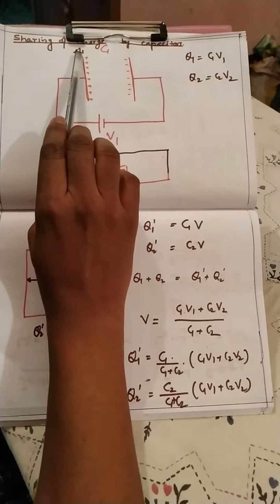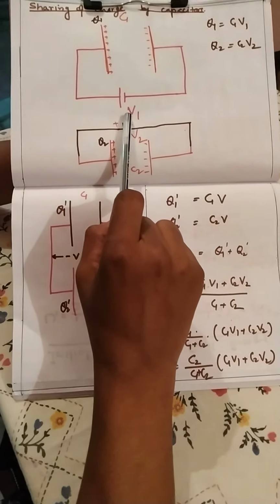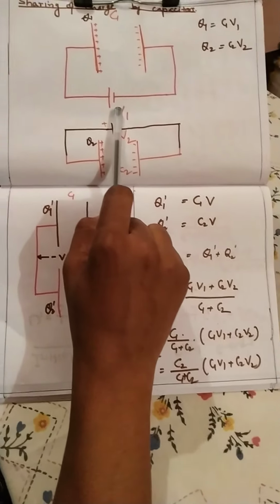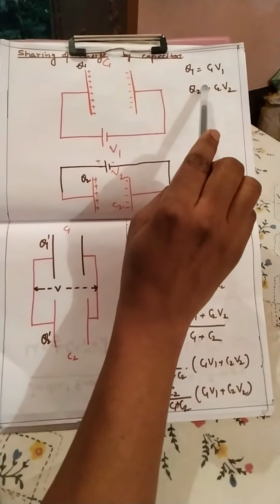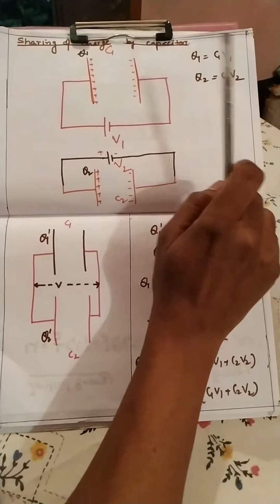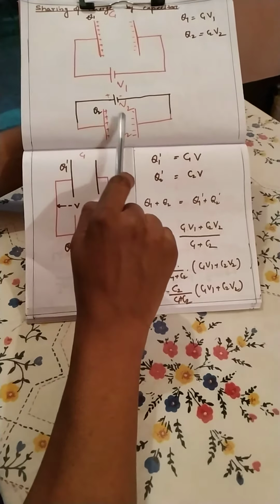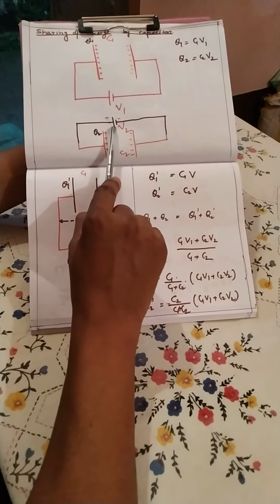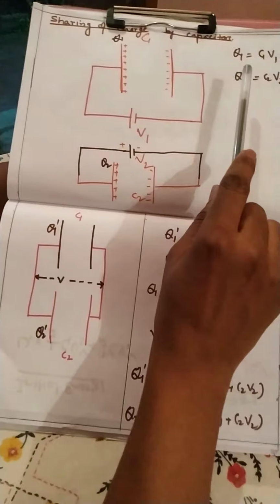Okay, you see capacitor C1. Capacitor C1 is charged by a battery of EMF V1. The potential difference is V1. Then what happens? Charge Q1 will be accumulated here, and Q1 will be equal to C1 into V1. Second capacitor C2 I have taken, and this is connected to a battery of potential difference V2, and the charge accumulated by this will be Q2 equal to C2 into V2.